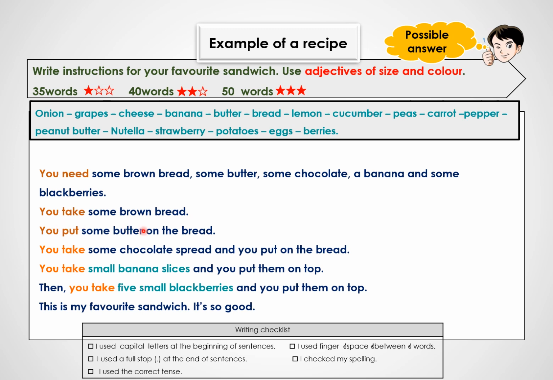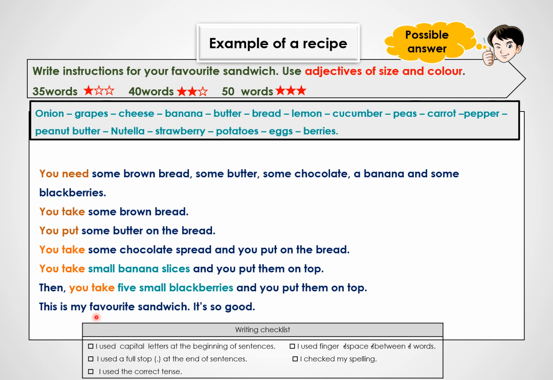You take some brown bread, you put some butter on the bread, you take some chocolate spread and you put it on the bread, you take small banana slices and you put them on top, then you take 5 small blackberries and you put them on top. This is my favorite sandwich, it is so good. So this is the ending.